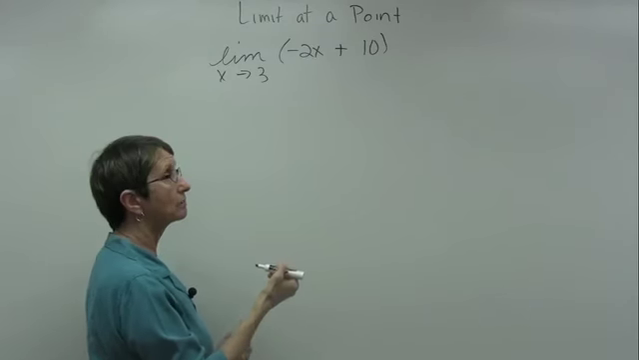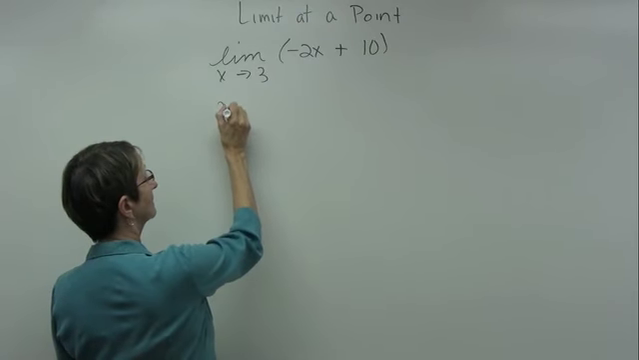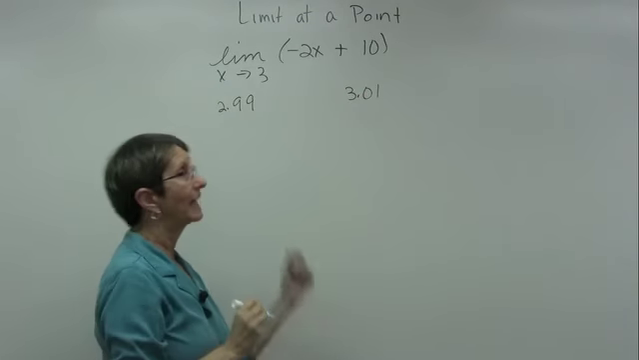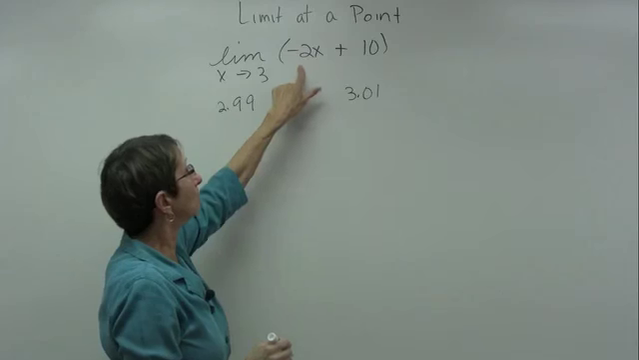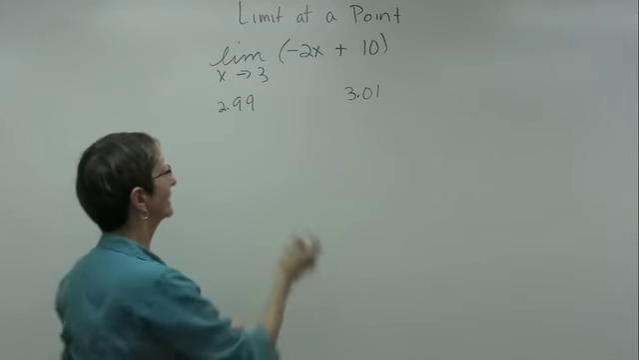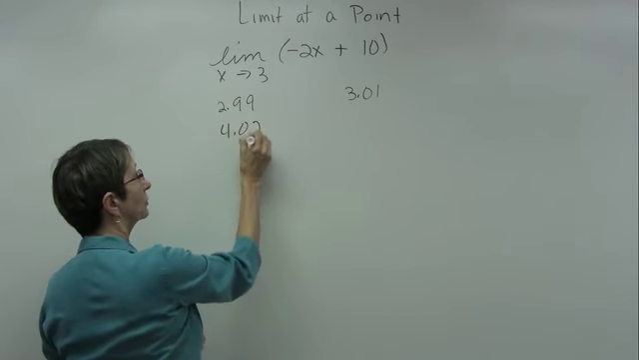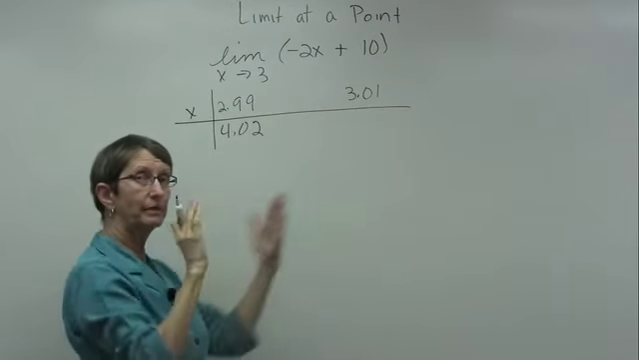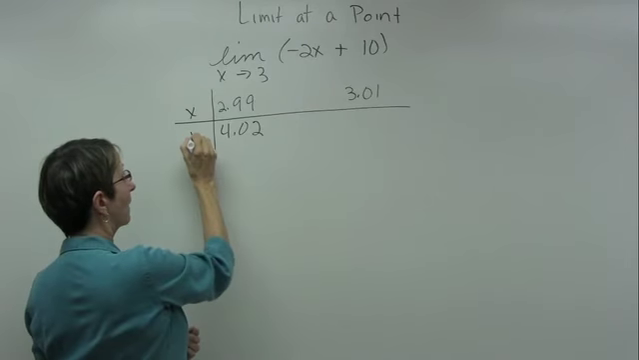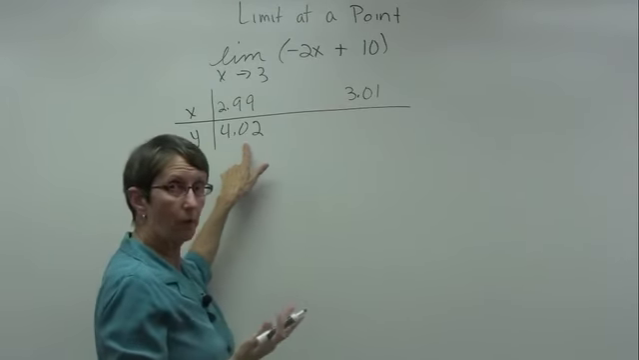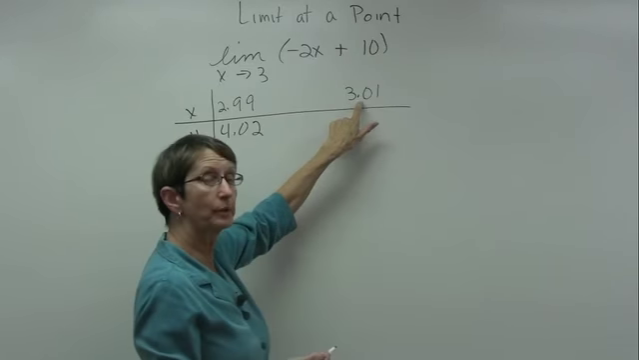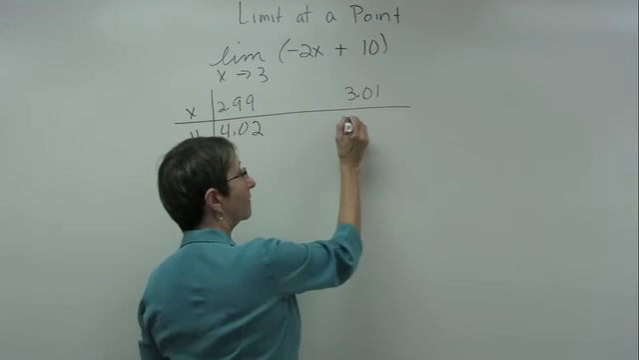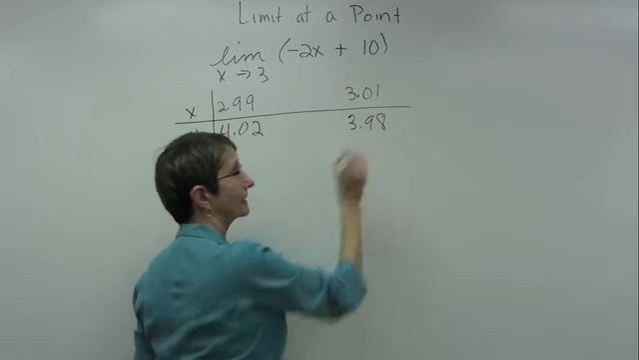So if I pick, say, 2.99 and 3.01, if I plug in 2.99, multiply by negative 2, add 10, I get 4.02. So my x's are on either side of 3, but very close. And my y values, this one is 4.02. If I plug in 3.01, multiply by negative 2, add 10, the y value that I get is 3.98.